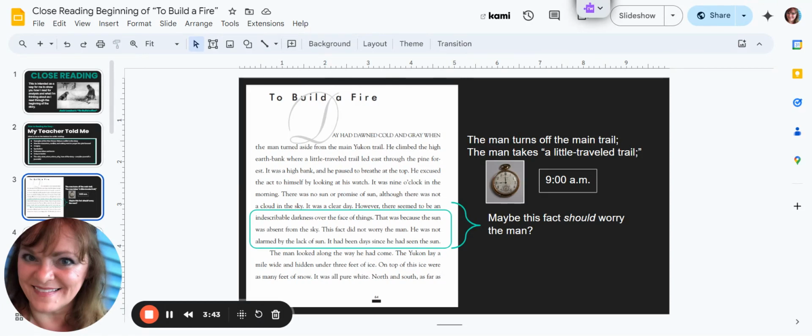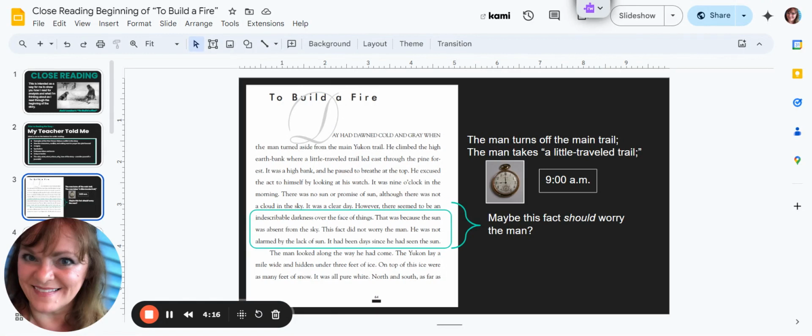The man, I'm looking for a man, turned aside from the main Yukon Trail. Now, that might bring about past knowledge. Do I know anything about the Yukon or the Yukon Trail? If not, maybe I need to learn some things about the Yukon Trail, right? To be able to understand this setting. He climbed the high earth bank where a little traveled trail led east through the pine forest. I can picture a pine forest and a trail, right?